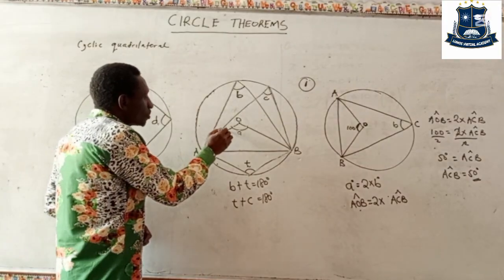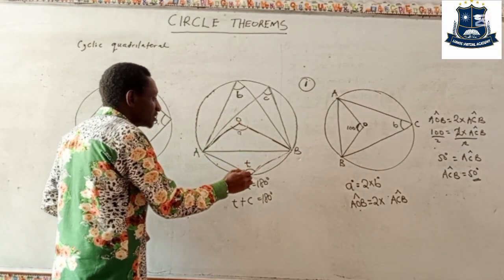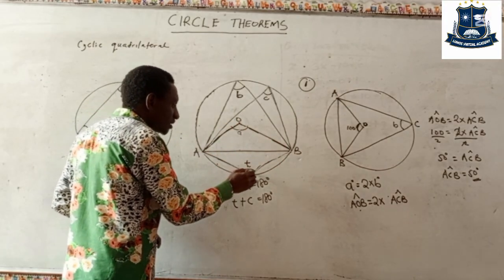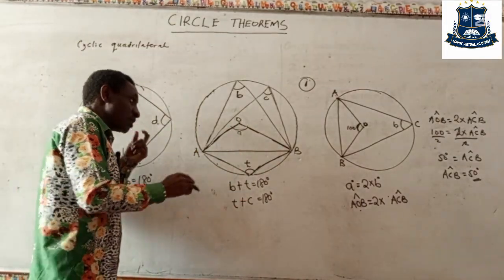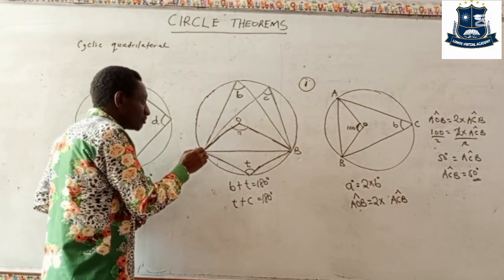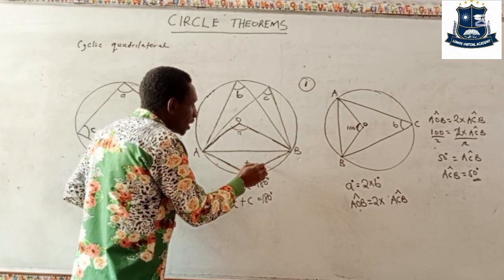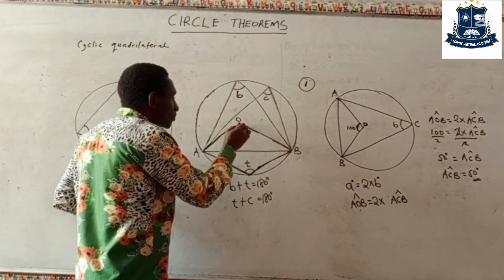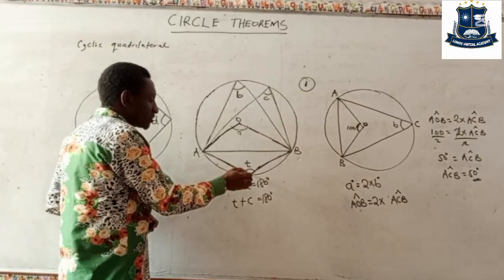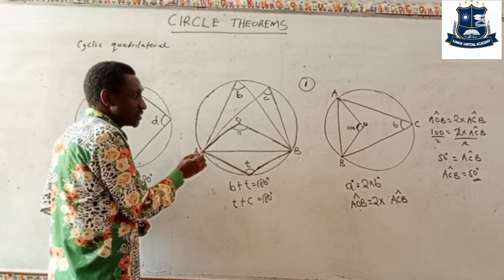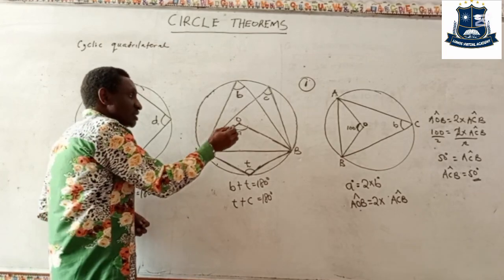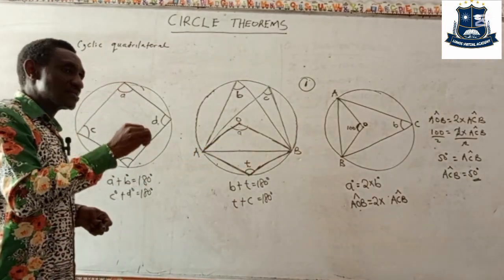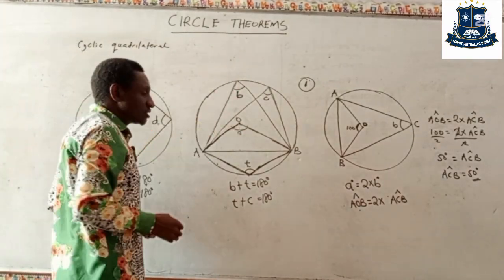Now, you can see another quadrilateral here. But this is not a cyclic quadrilateral. So you have to be careful in identifying your quadrilateral. This is a quadrilateral, but it is not a cyclic quadrilateral. Why? Because not all the ends of the quadrilateral touch the circumference. This end touches the circumference, this end touches the circumference, but this side is not touching the circumference. This side is at the center. It doesn't reach the circumference.